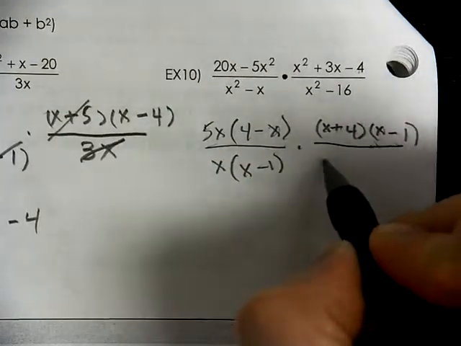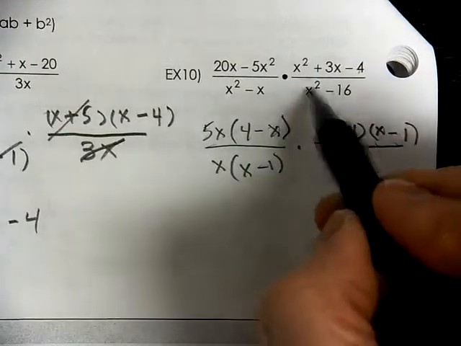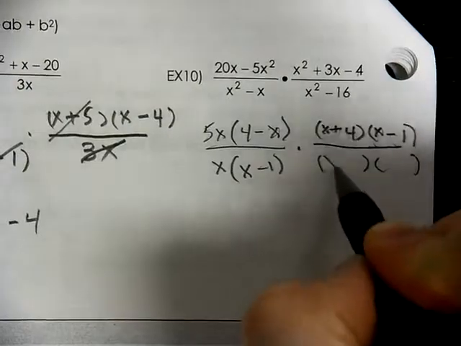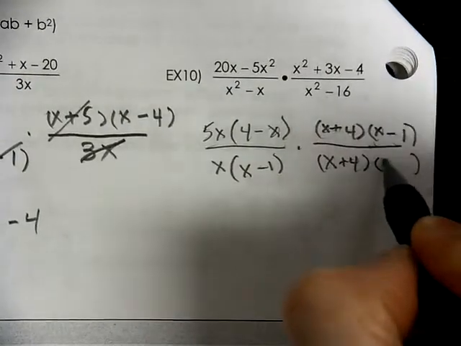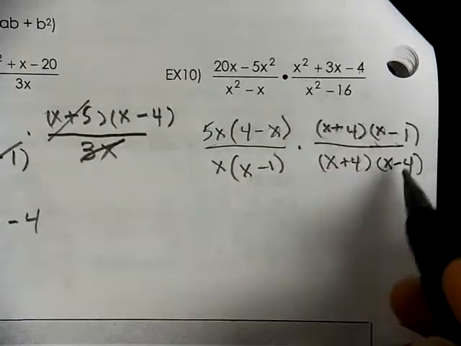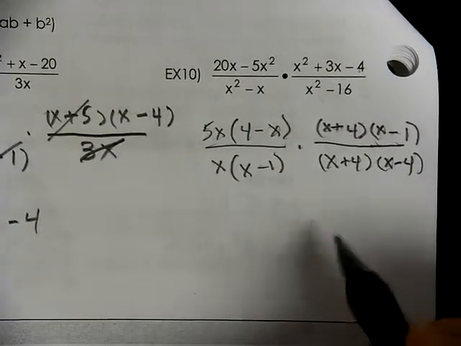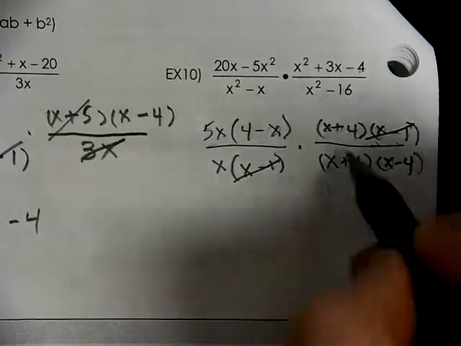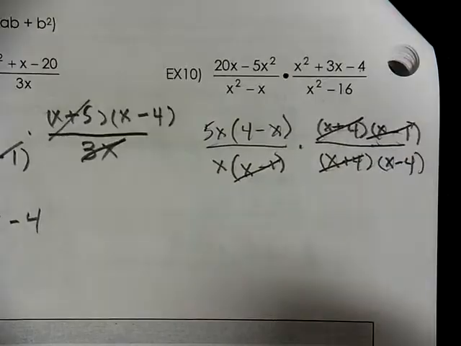And the bottom is the difference of perfect squares. This is x squared minus 4 squared. So this is going to turn into x plus 4, x minus 4. The order of those doesn't matter. You can cross out your x minus 1s. You can cross out your x plus 4s.